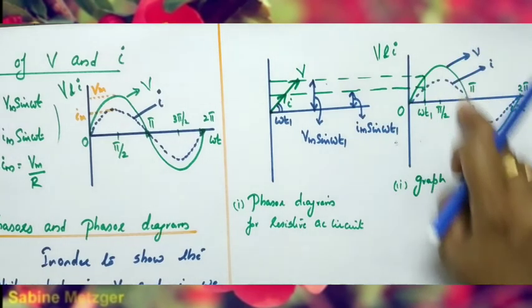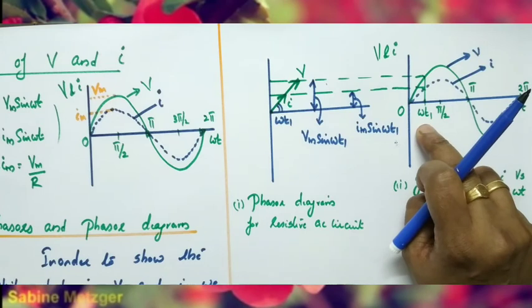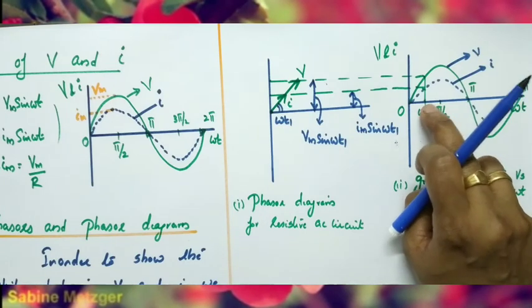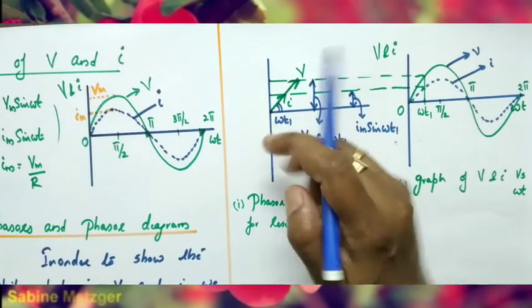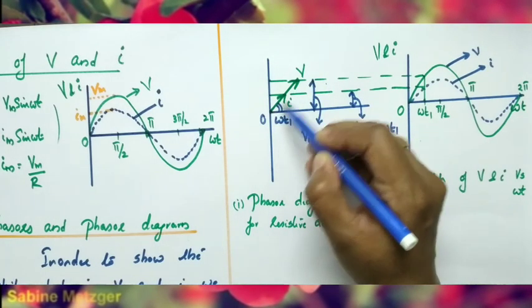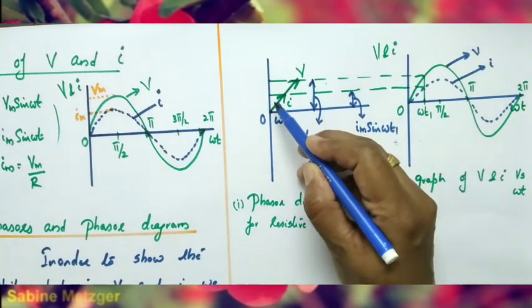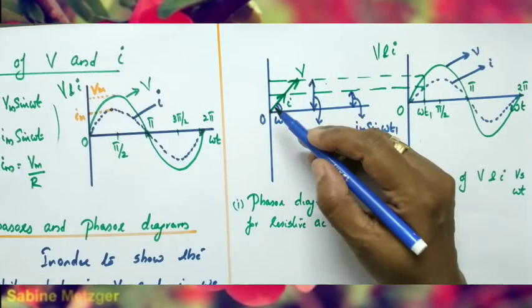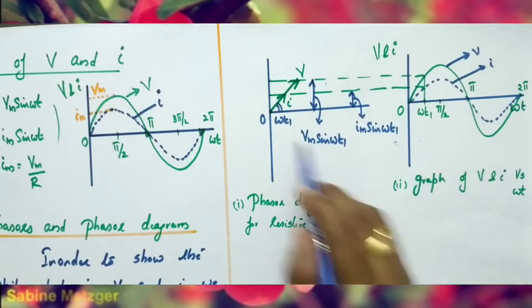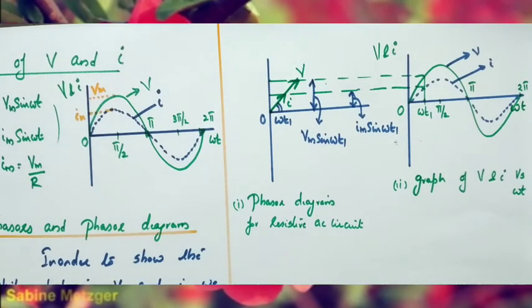Once more, first draw the graphical representation. Consider an angle between 0 and pi by 2. Let that angle be any angle omega t1. From that, draw a perpendicular and draw lines like this. From the origin, draw a vector. That vector represents the voltage phasor. Here this line represents the current phasor. Since voltage and current are in phase, they pass through the same line, and the angle is omega t1. So this is the phasor diagram of AC voltage connected to a resistor.